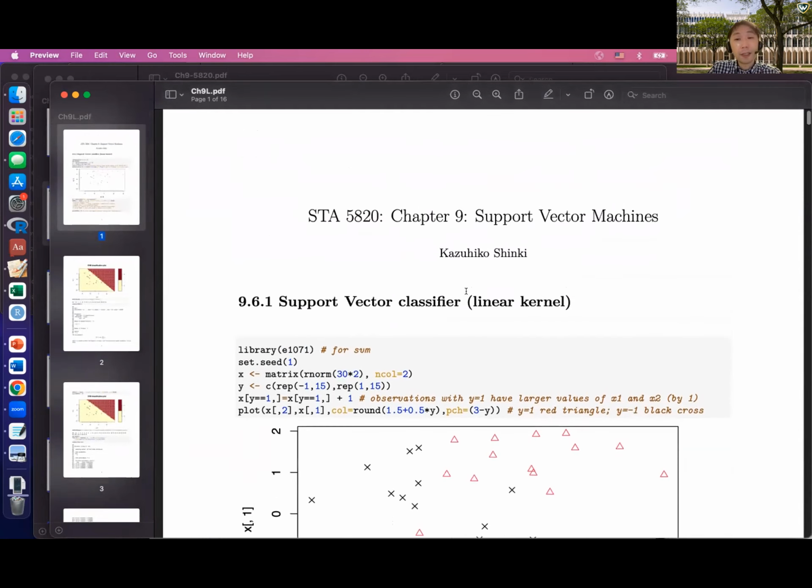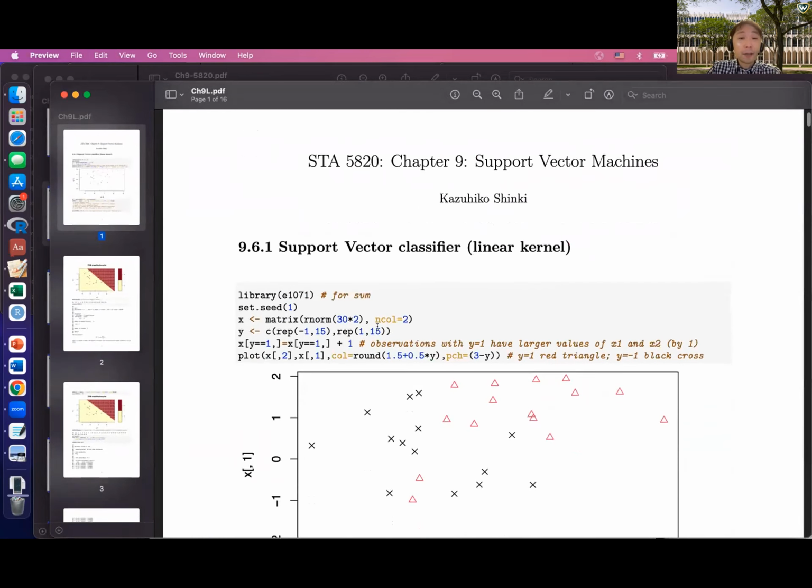Okay, so support vector classifier. And we use library e1071. This is a pretty popular library in R.